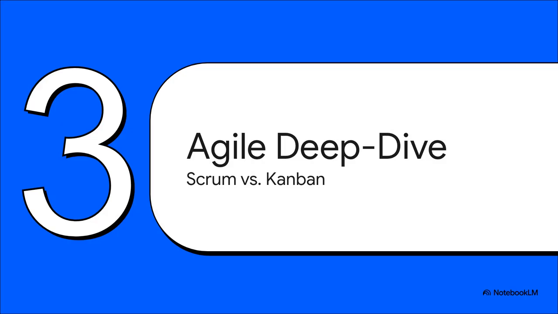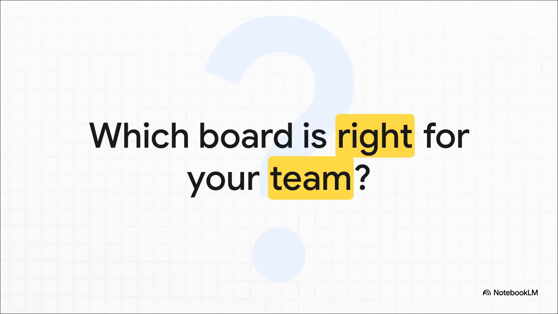Now, JIRA was practically built for Agile teams. But Agile isn't just one thing. JIRA mainly supports the two heavyweights of the Agile world, Scrum and Kanban. So let's dive in and break down what these are and how they're different. And this leads to the big question, probably one of the first big decisions your team will have to make. Which board is the right fit for you?